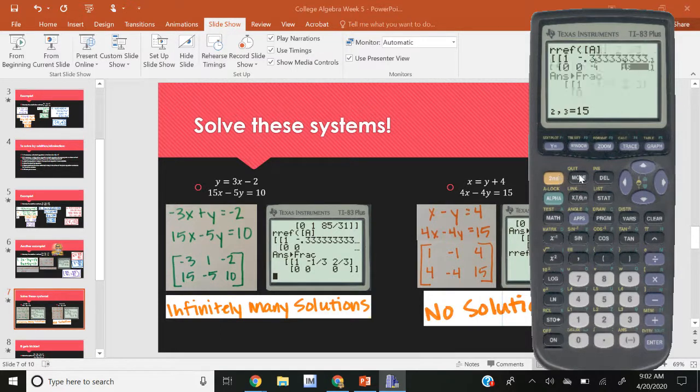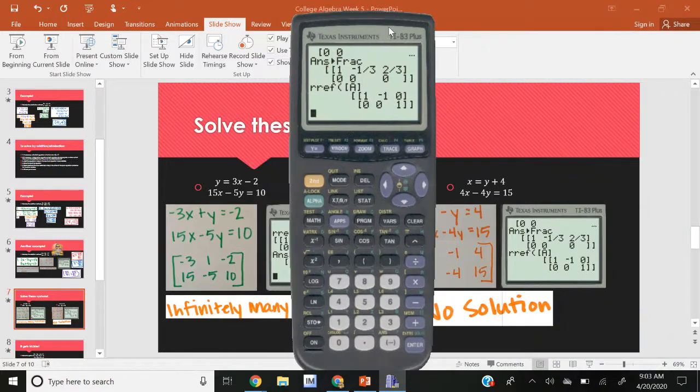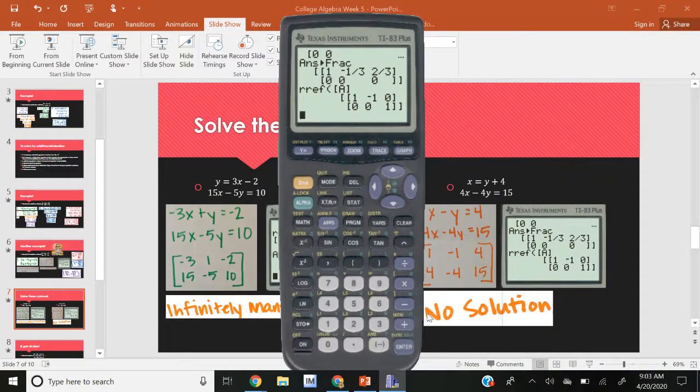I quit out. I'm going to go to second enter, and it says, wait, you just turned it into a fraction. So I hit second enter again, and it RREFs. I don't have to do all the typing. This one says 0, 0, 1 on the bottom. So that means 0 equals 1. That's not true. So this one's a no solution.